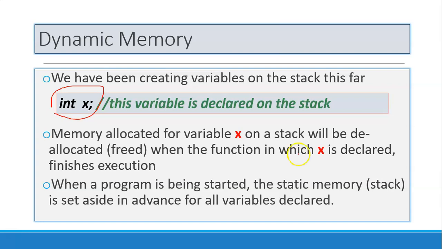So when a program is being started, the static memory, which we call stack memory, is set aside in advance for all the variables declared. It looks at all the variables that have been declared in our program, and the program will ask the operating system to allocate enough memory that can be used for all the variables. So this is called static memory. This static memory is actually known in advance. The dynamic memory, on the other hand, is not known.